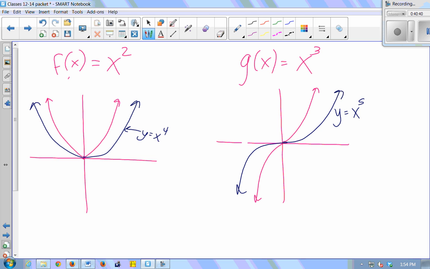Oh, okay. At the bottom it's flatter, and then I think you're right. Yeah, you're right. At the bottom it's flatter, but then I think that they cross. I just did it badly. Yeah, thank you.